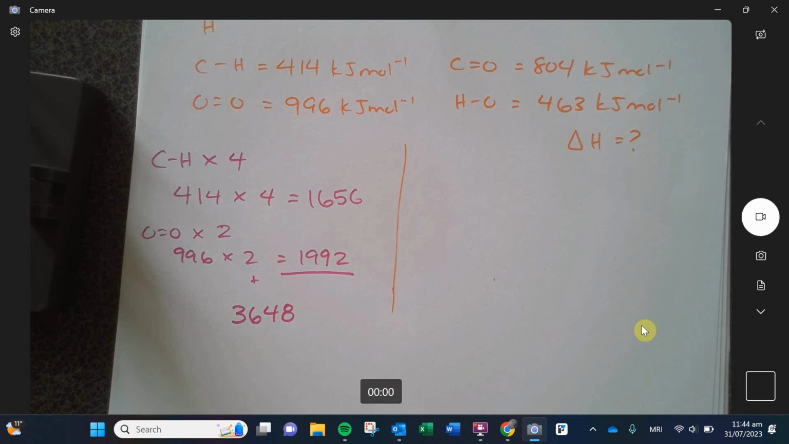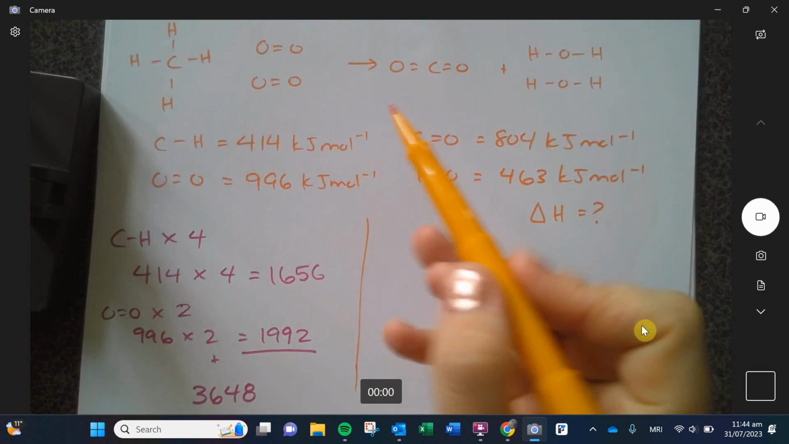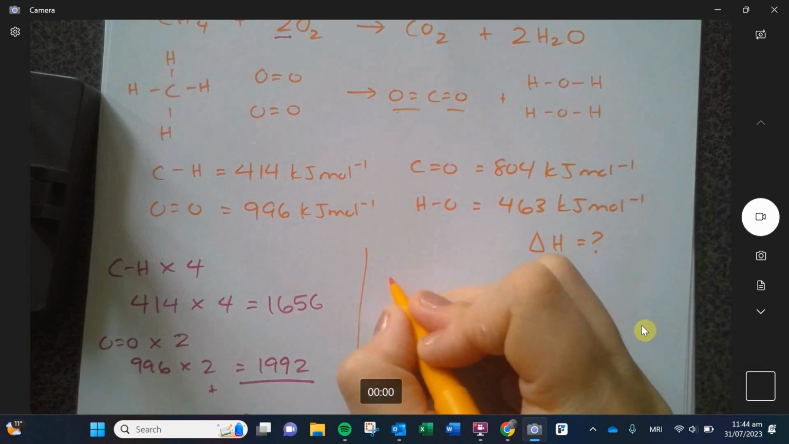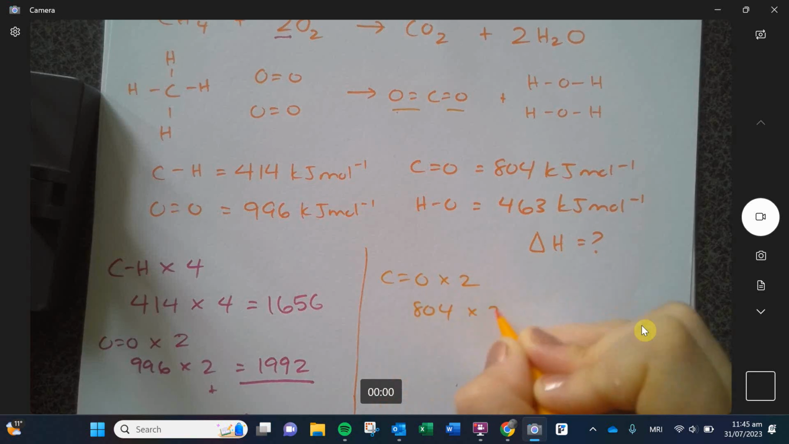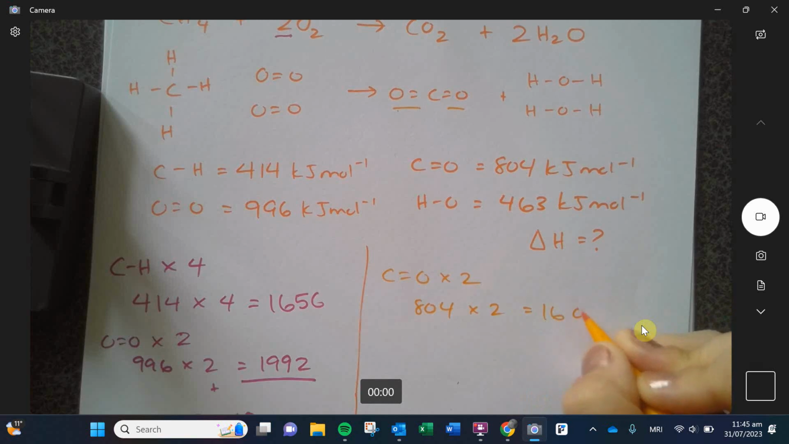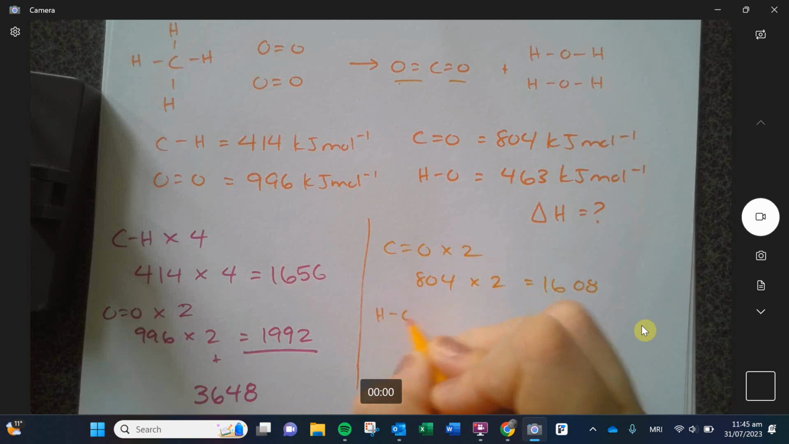Did I do that right? Okay. On the other side, I do the exact same thing, but with the molecules that are over there. All right, so when I'm looking at this, I can see that I have a carbon and an oxygen, and they're double bonded, and I have 1, 2. So C double bond O times 2, so 804 times 2. So that's 1608.